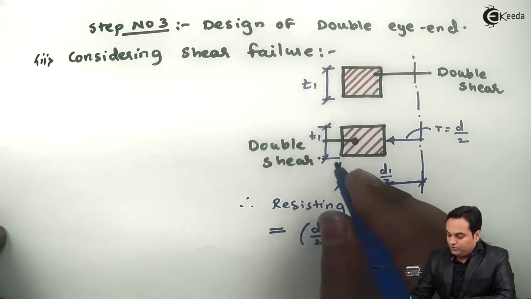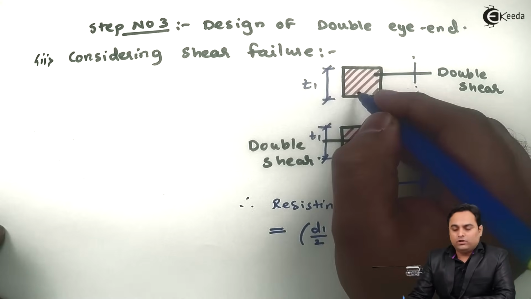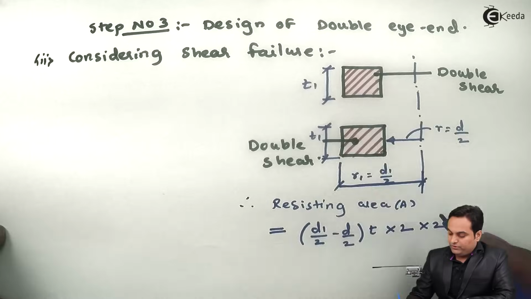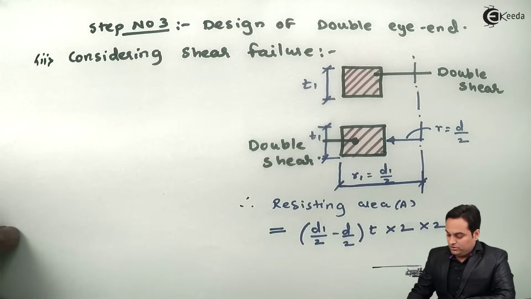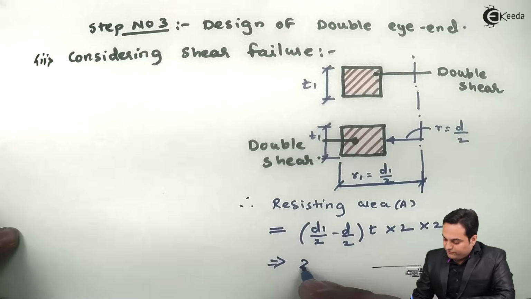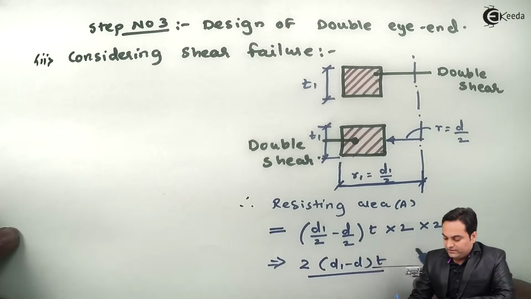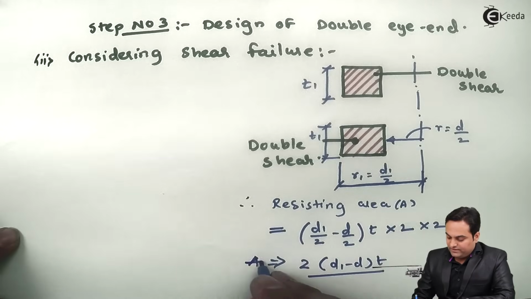Now I'll multiply by 2 for the first upper fork and again multiply by 2 because at both the cases we have double shear. So this 2 will get common and will get cancelled out. So the final area is 2 into D1 minus D into T. One of the two will get cancelled out. So this is the resisting area.